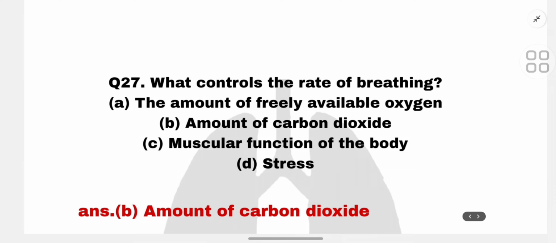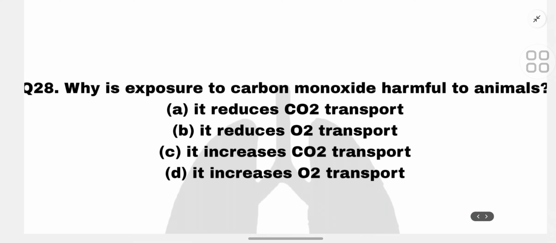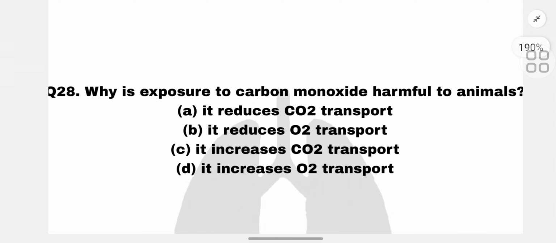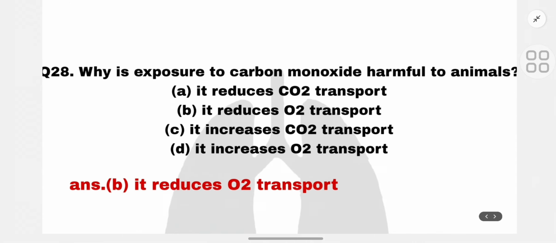Amount of carbon dioxide. So the next question is, why is exposure to carbon monoxide harmful to animals? A. It reduces CO2 transport. B. It reduces O2 transport. C. It increases CO2 transport. D. It increases O2 transport. So the correct answer is B.